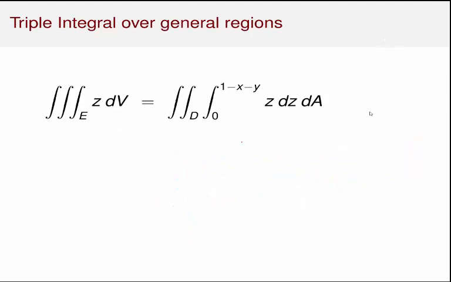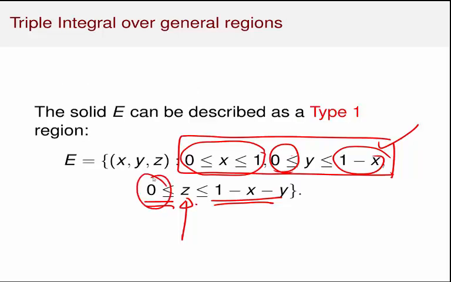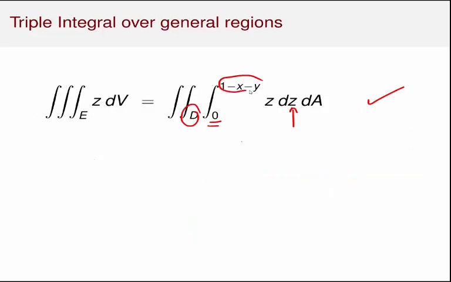Alright, so this is what we have: a double integral over the projection, followed by a single integral with respect to z from the lower bound, z equals 0, as given just now in the description, to the upper bound given by 1 minus x minus y. The integrand remains the same.